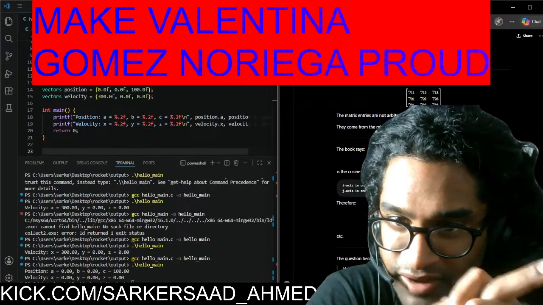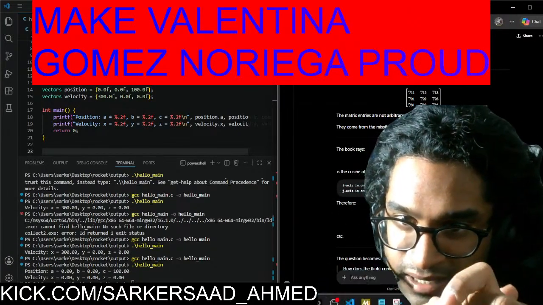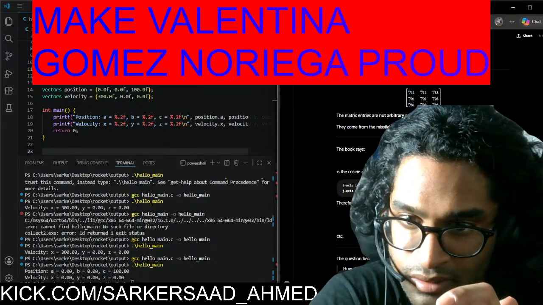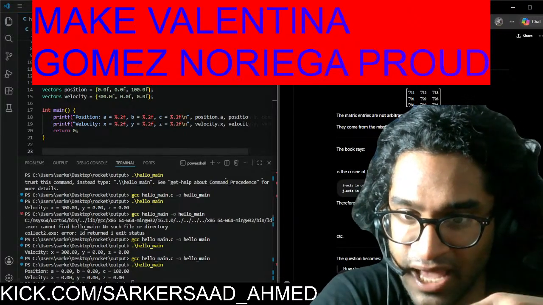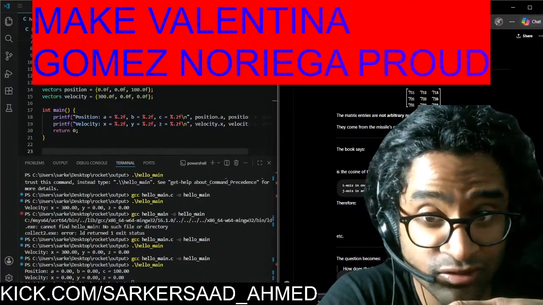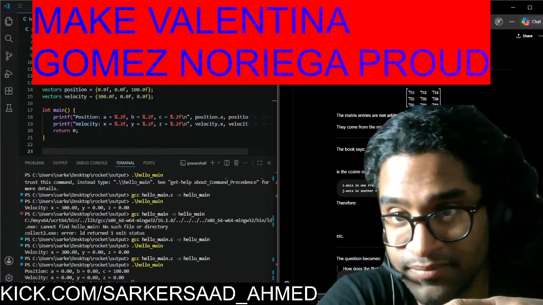I-axis in one frame, the cosine of the angle 1 is the cosine of angle between x of b and x of e. Now, what is x of b and what is x of e?